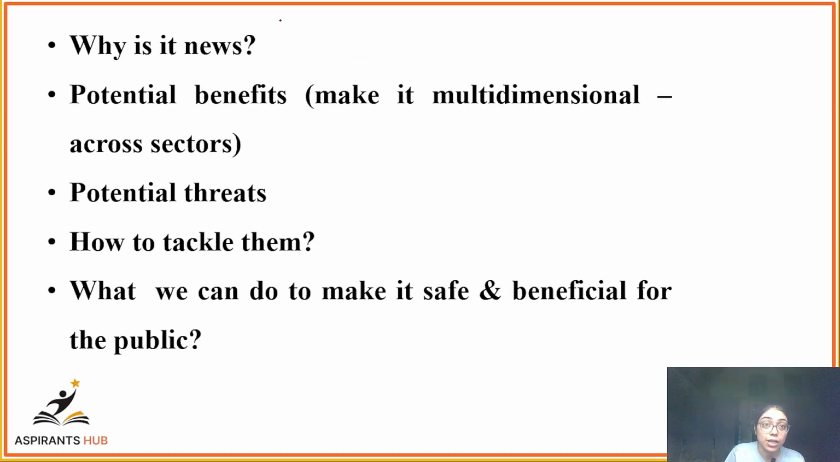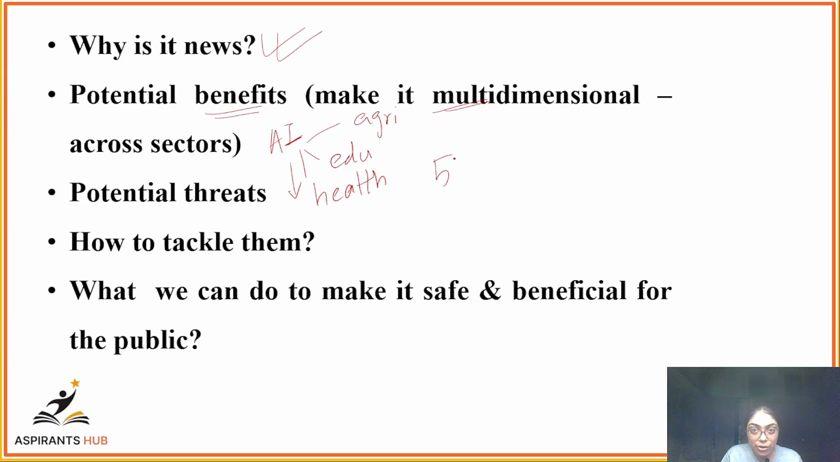Then you will also study why it is in the news, then potential benefits. You can do this in a multi-dimensional manner by talking about it across different sectors. For example, if you have artificial intelligence, its benefits in the agriculture sector, in the educational sector, benefits in the health sector. Likewise you can cover n number of sectors. Just cover 5 to 6 sectors that you can write in your answers.